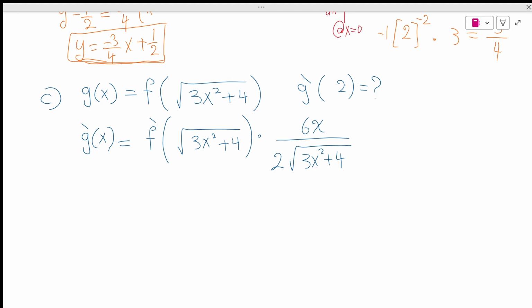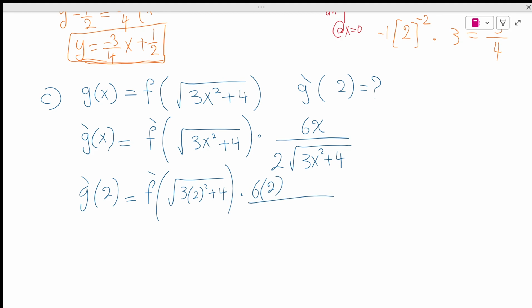So we discussed this before, right? The derivative of what we have inside divided by 2 times the root itself. The next step is to find g prime of 2. You will replace every x with 2. So this is going to be f prime of the square root of 3 times 2 squared plus 4, times 6 times 2, all over 2 times the square root of 3 times 2 squared plus 4.